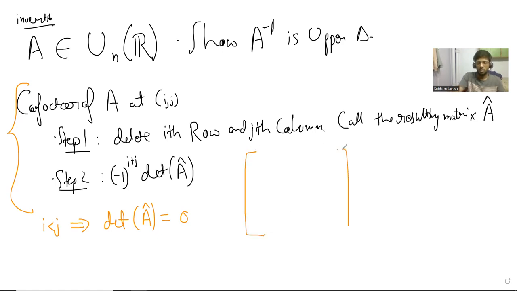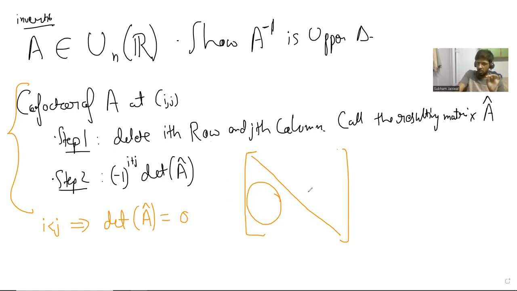So if you take this matrix, this is an upper triangular matrix, so here we have zeros. Now we take i less than j. So i less than j means that you take some ith row, you delete that row. Oh no, that's completely wrong. Oh no, wait. Is this correct? Delete the ith row and jth column. Yeah, that is correct. You're right. I was thinking something different, which will give the same thing, but okay.